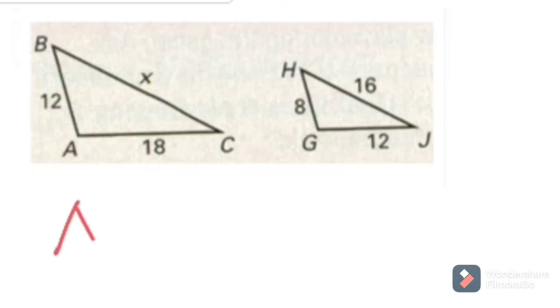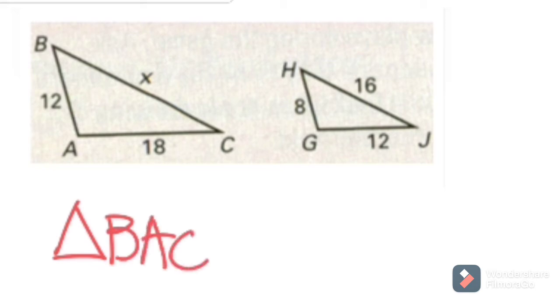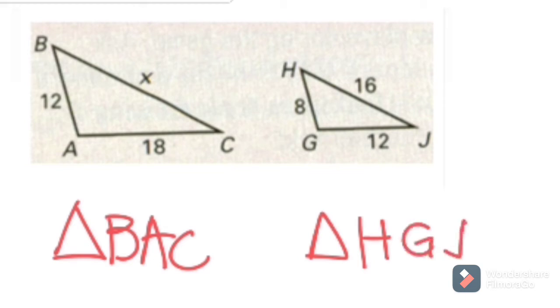Now we have triangle BAC and triangle HGJ. Let us check if these two triangles are similar. First, let us identify the corresponding angles. We have angle A and angle G. They are congruent. Angle B and angle H are also congruent. And the third angle, angle C, is also congruent with angle J.